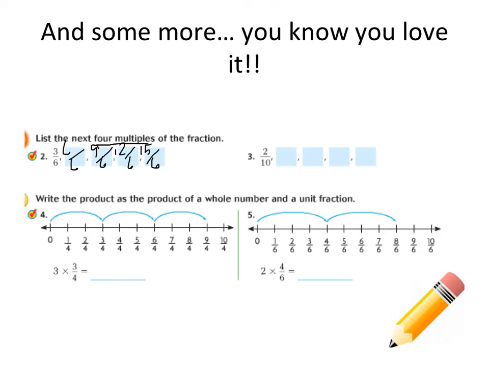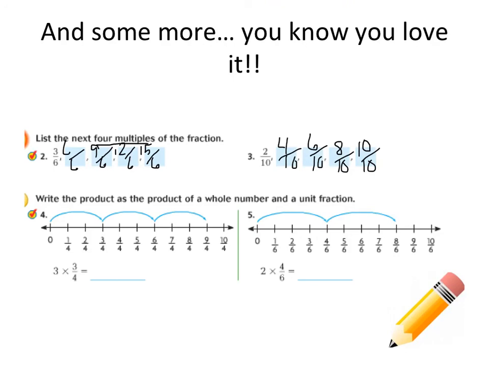I'm going to do the same strategy for number 3, where I'm going to write the denominator in because I know my denominator is not going to change. Now I've got 2/10, so then I'll have 4/10 if I'm skip counting by that fraction. Then I'll have 6/10, then I'll have 8/10, and then I'll have 10/10.